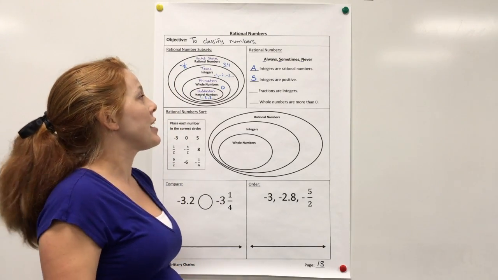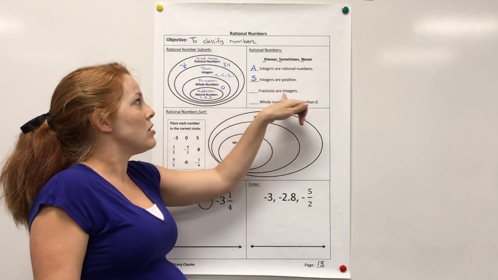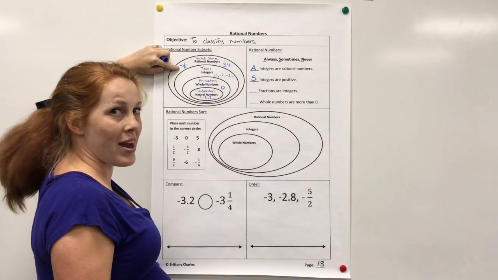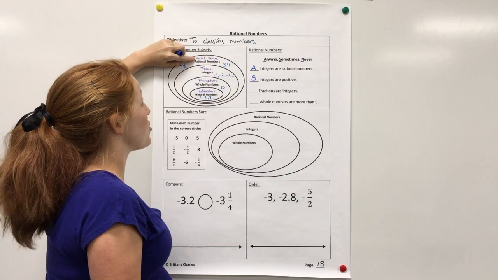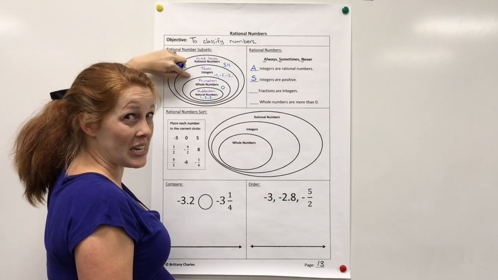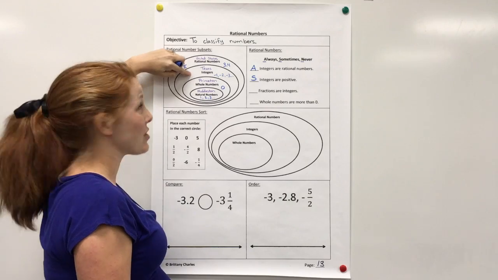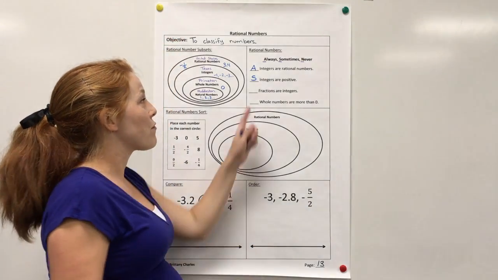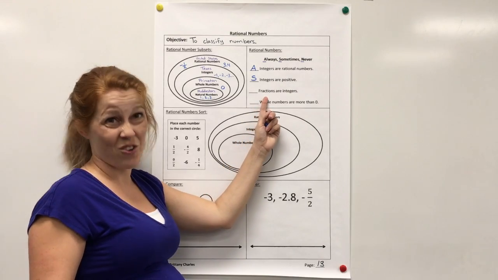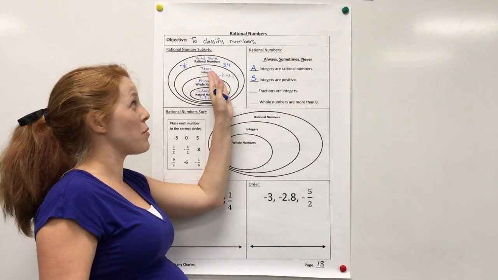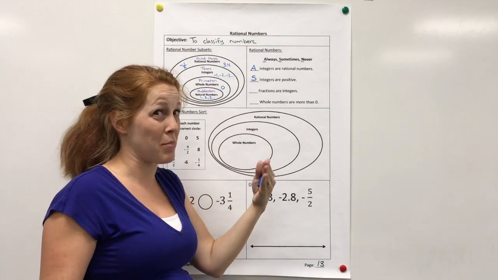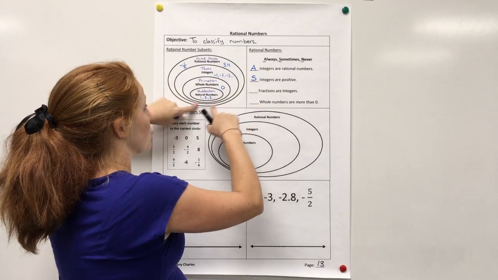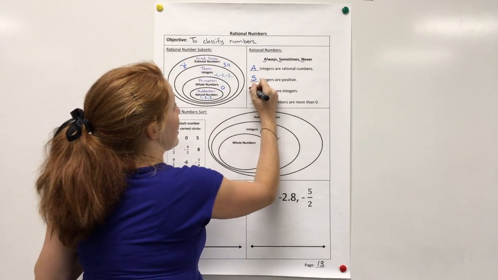All right, next one. Fractions are integers. Well, if I look up here, fractions are right out here. Just because I'm in the United States, does that mean I have to be in Texas? No, I could be anywhere else in the United States. So fractions are actually never integers. The integer, remember the definition, is a whole number and its opposite. So fractions and decimals only belong to this rational bubble. So this would be a never.